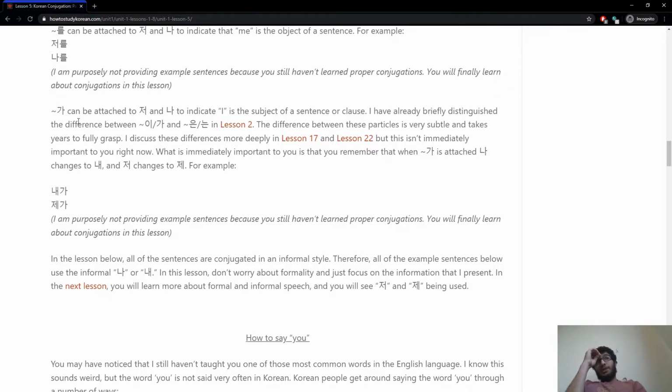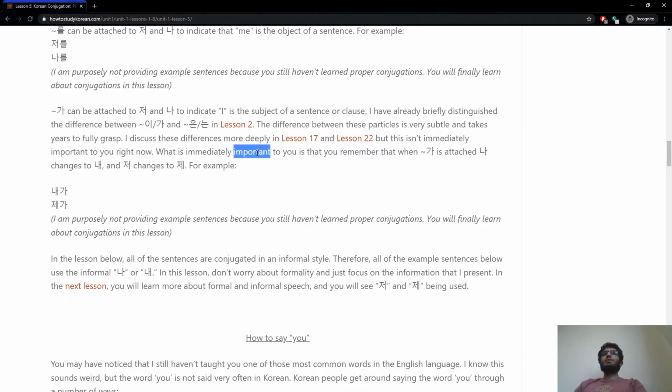Alright, 가 can be attached to 초 and 나 to indicate I is the subject of a sentence or clause. I have briefly distinguished the difference between 이, 가, and 는 in lesson 2. He's going to go into a lot more differences in lesson 17 and lesson 22, but this isn't immediately important to you right now. Honestly, it's not important right now.